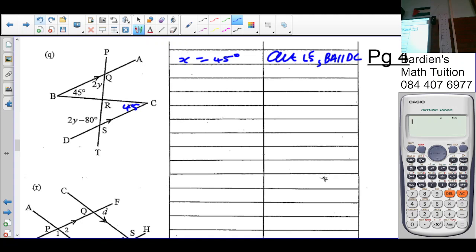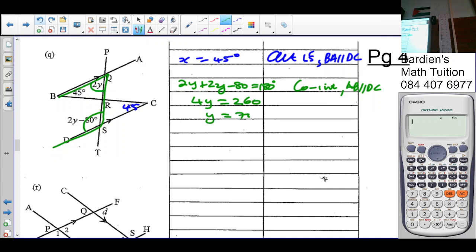So you're going to calculate y. We know that 2y plus 2y minus 80 is equal to 180. The reason? Co-interior angles with AB being parallel to DC. So 4y is equal to 180 plus 80, which is 260. So it's 140, so y is then going to be 70.